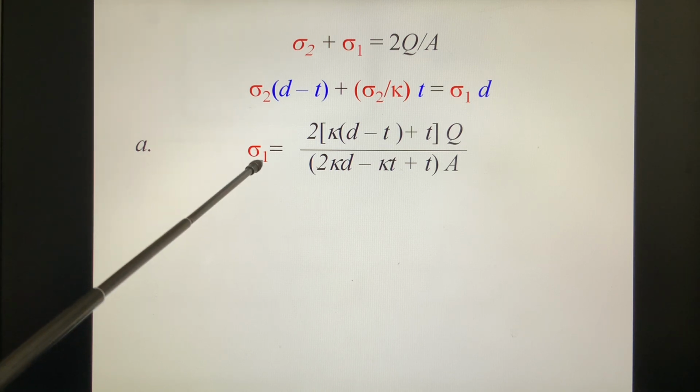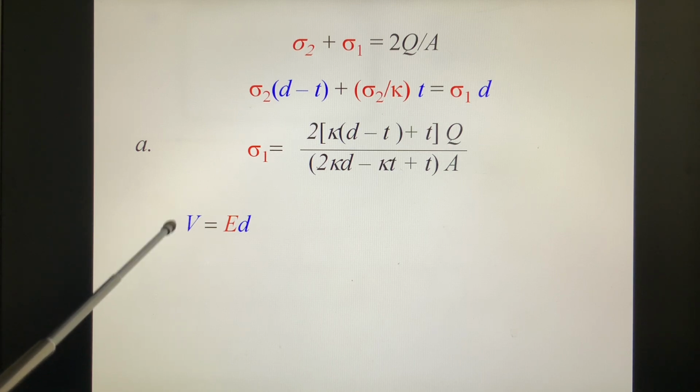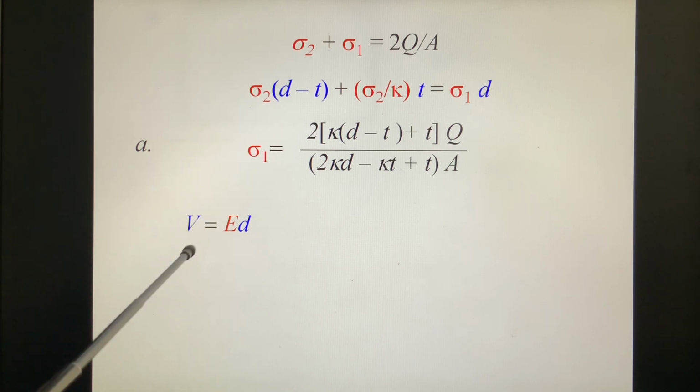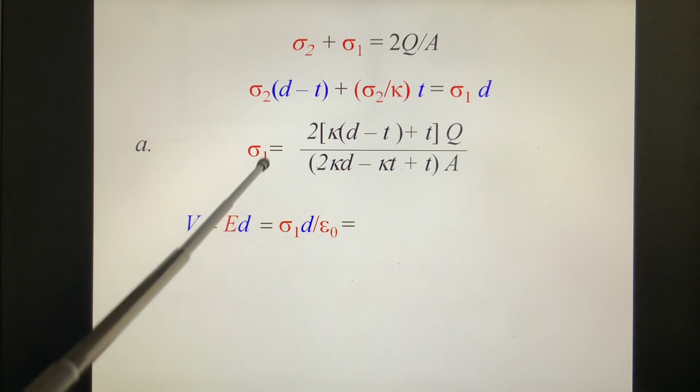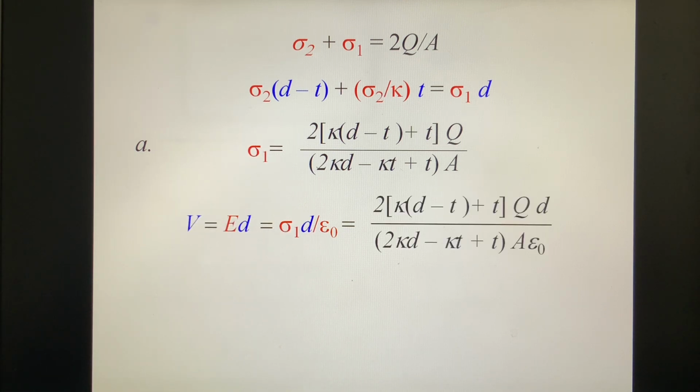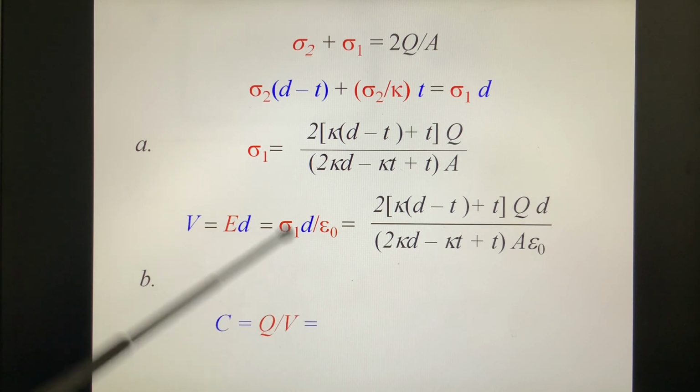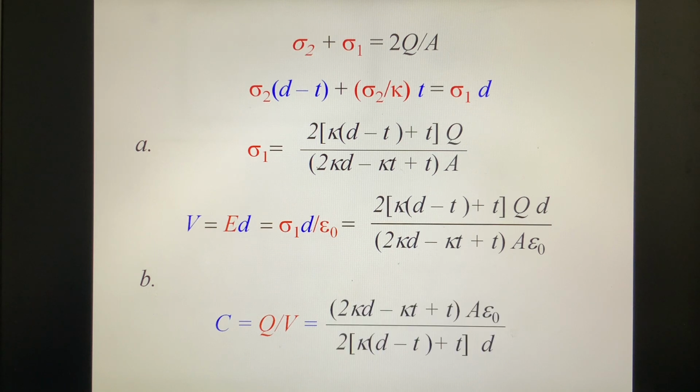Once you know sigma 1, then we find the V. Why? Because we have the E, we get the D. What I see is E is sigma 1 over epsilon 0. This is E. We put sigma 1 inside and we get a V. All right? We have V, we have Q, we get C. C equal to Q over V. Put the V inside, cancel out the Q, we get C. I'm not going to get into the detail because these are all algebraic, okay?